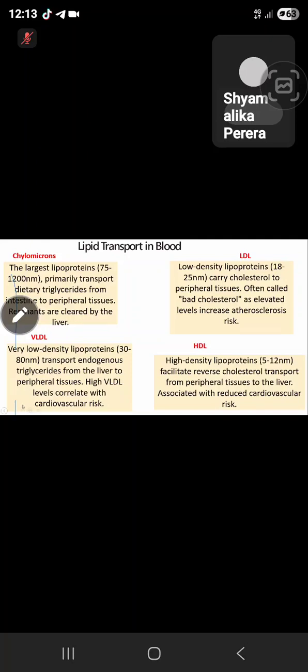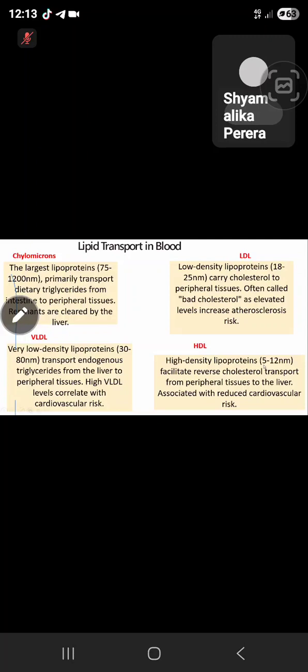And high VLDL levels correlate with cardiovascular risk. Then LDL, low density lipoprotein, it's a bad cholesterol, which is distributing cholesterol into peripheral tissues. And the important thing is these LDL, oxidized LDL molecules increase the risk of atherosclerosis, blocking of coronary arteries.